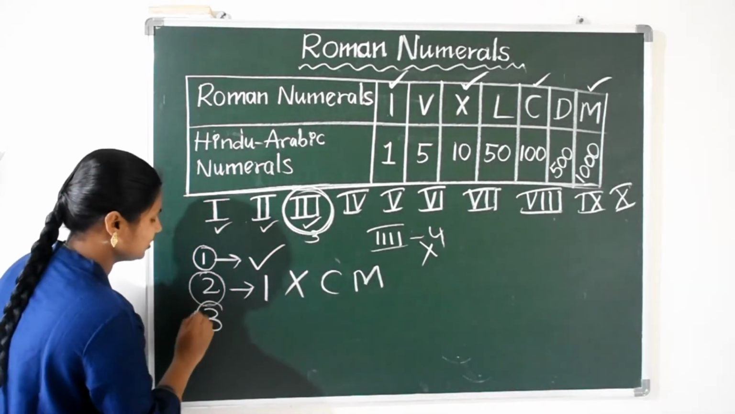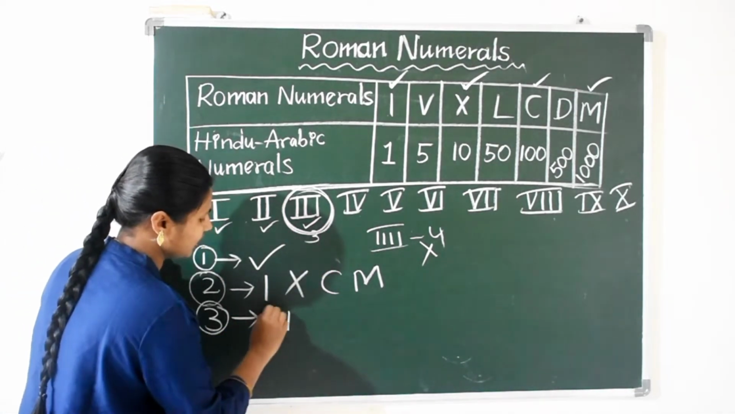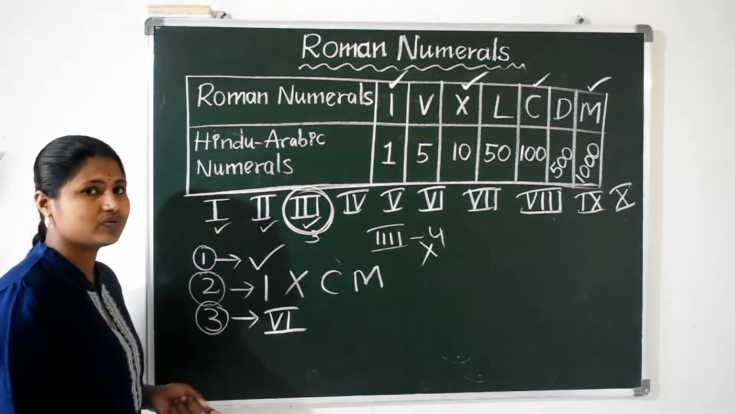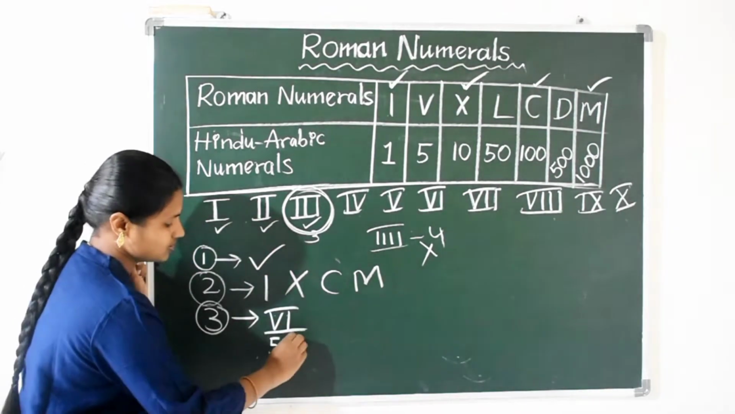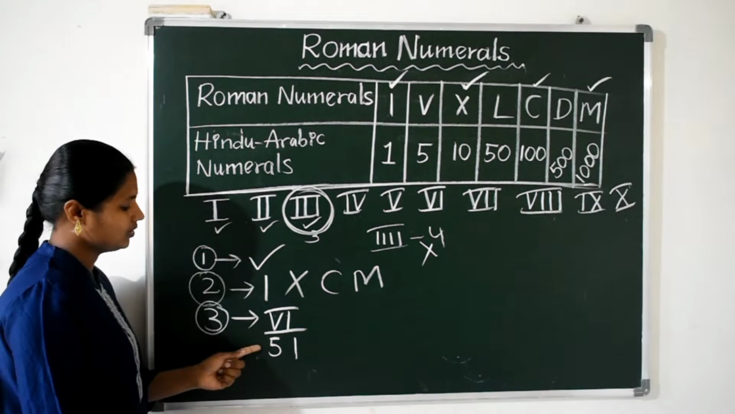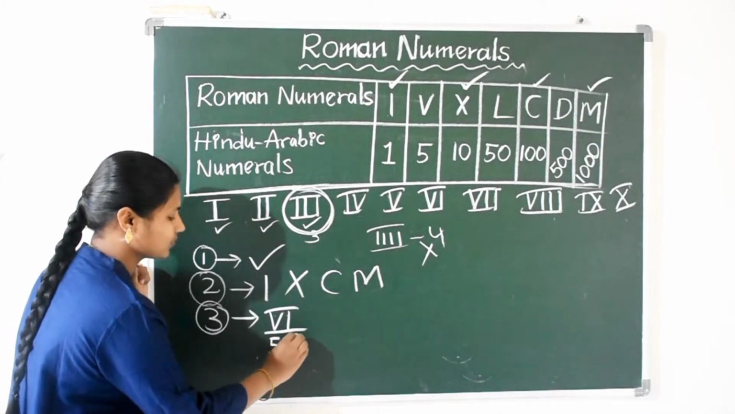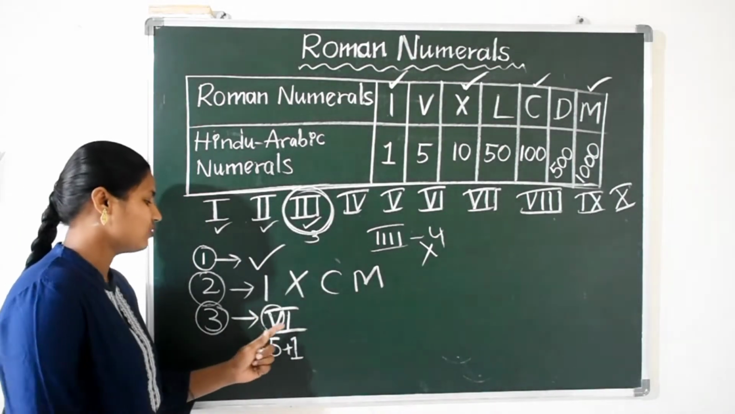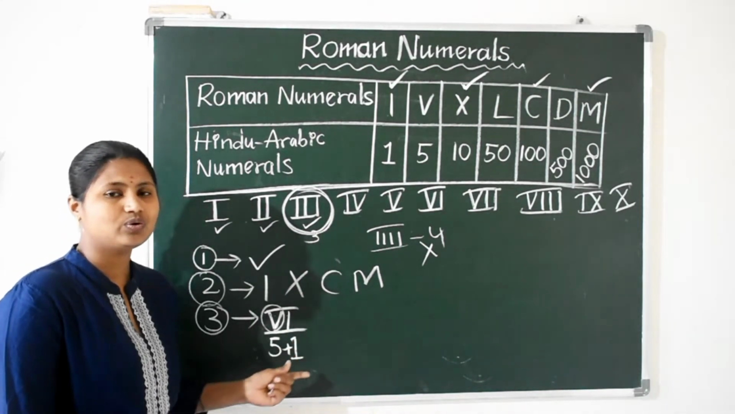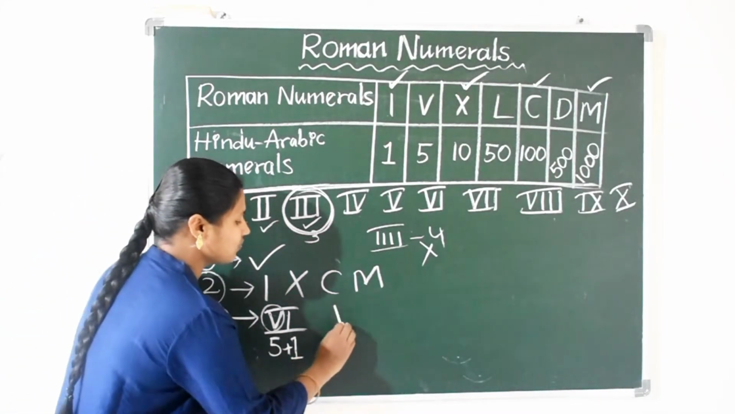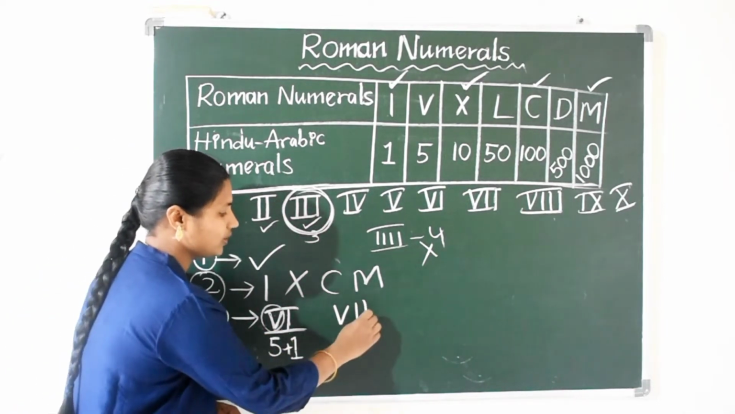And see, rule number 3 is, suppose I am taking number 6, VI. Okay, how does VI come? See, V means what? 5, right? V means 5, I means 1. I am writing the individual values for these letters. So if one or more symbols are placed after the greater value, we have to add the numbers. See here, 1 or more letters. Here only 1 letter is there.